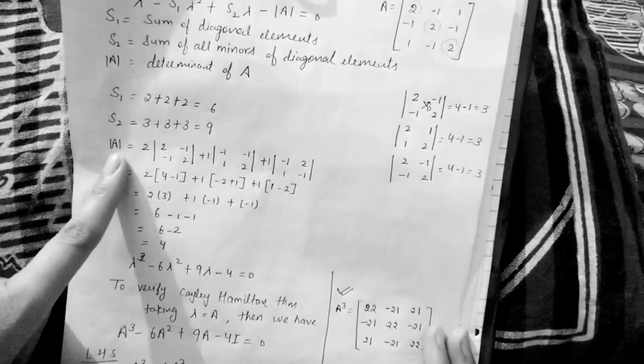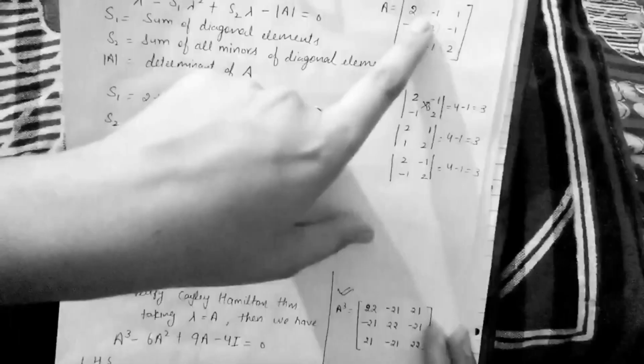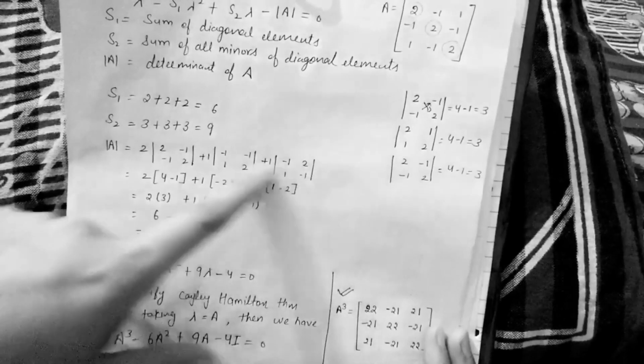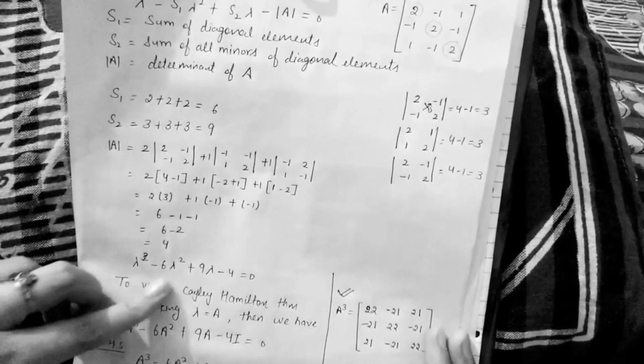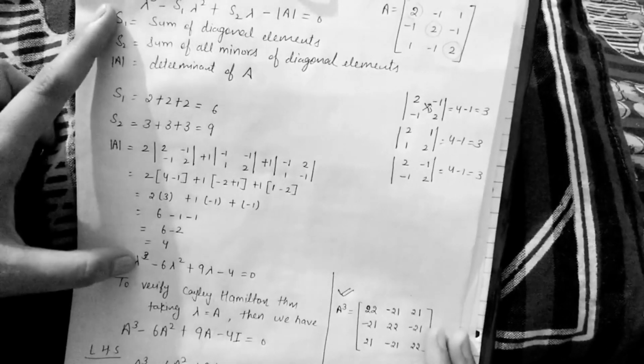So you can easily find the determinant of A by expanding the first row 2 minus 1 1, and you easily get the minors of this, and simplifying it you get it equal to 4. So putting these values S1, S2, determinant in the generalized equation, we get this equation. So this is a very simple way you can easily find the characteristic equation. First we found the equation using the first method, which is a very long method, and both give the same answer. So you can use the second method if you feel comfortable.